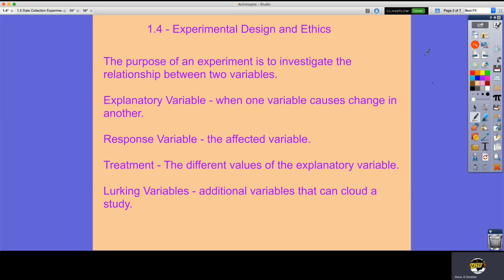All right, and then lurking variables are additional variables that can cloud a study. Okay, so for you guys, say we were talking about that game, say that people have to work, say that people have a big test tomorrow and you have to study for it, and you decide that instead. Okay, those additional things that might not be right on the top of the surface might kind of cloud a study in some way, and that's what a lurking variable is. All right, so I think if I remember right, those are our main definitions here.